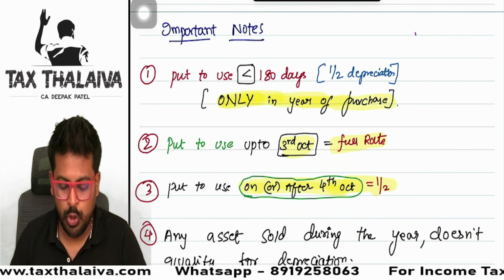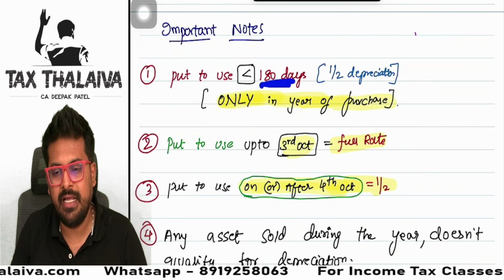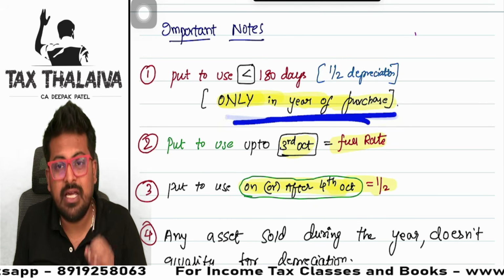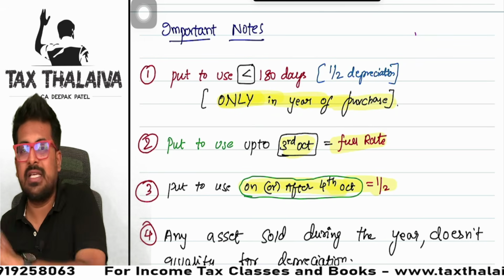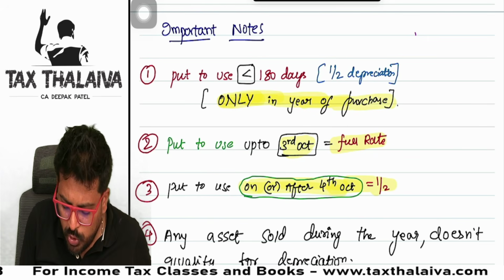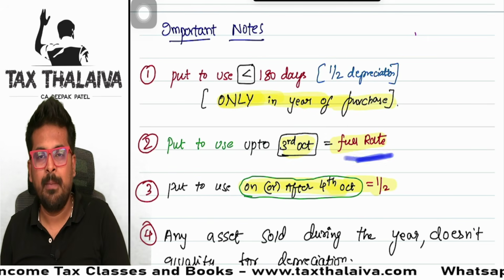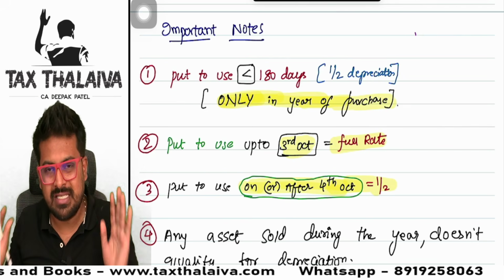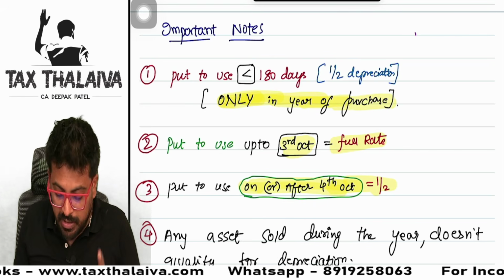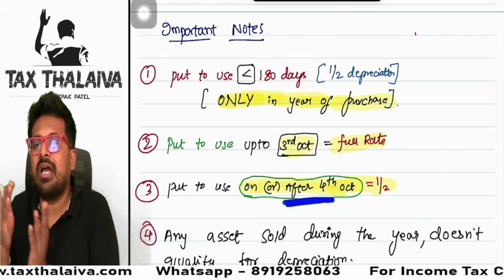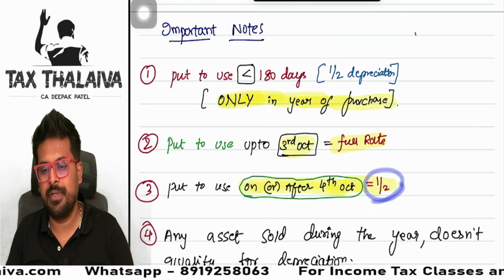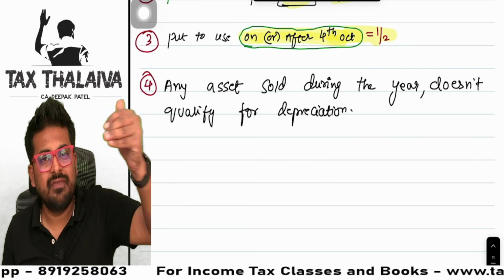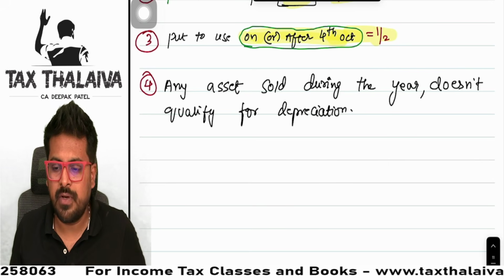Important points, very, very important. If the asset is put to use for less than 180 days, of course, you will claim only half rate of depreciation. But mind you, this is applicable only in the year of purchase. If you use it next year, it is not applicable like this. Put to use up to 3rd October means full rate. Means from 1st April of the previous year till 3rd October, if you start putting the asset to use, then you can claim full rate of depreciation. But if you put the asset to use on or after 4th October, you can always claim half rate of depreciation. Any asset sold during the year does not qualify for depreciation. That anyway gets reduced from the WDV for depreciation.